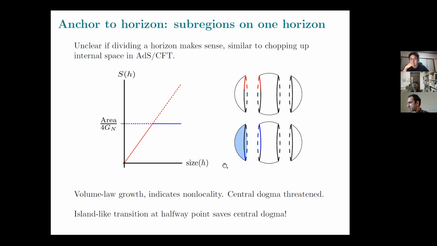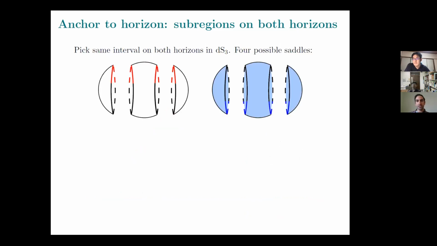Okay, I'm almost done with the examples. There's one other interesting example you can do when you consider subregions on a horizon, which is to consider subregions on both horizons, okay? And then you have four possible cells. I mean, there are more, but there are only four that are going to be dominant. One is you consider the regions themselves that you were computing the entropy of. Another, which is going to be more dominant when the regions are large, is to consider the complements, okay?